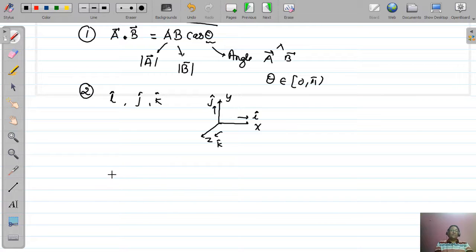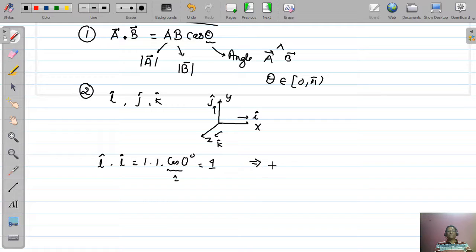If I take vector i dot vector i, it will be by definition the magnitude of the first vector, the magnitude of the second vector, and cos of the angle between them. Because these are unit vectors, the magnitude of both is 1, 1 into cos of the angle between them. These i and i are parallel vectors, so the angle between them is 0 degrees, and cos 0 is 1. That's why i dot i is 1. Similarly, j dot j is 1, k dot k is 1.